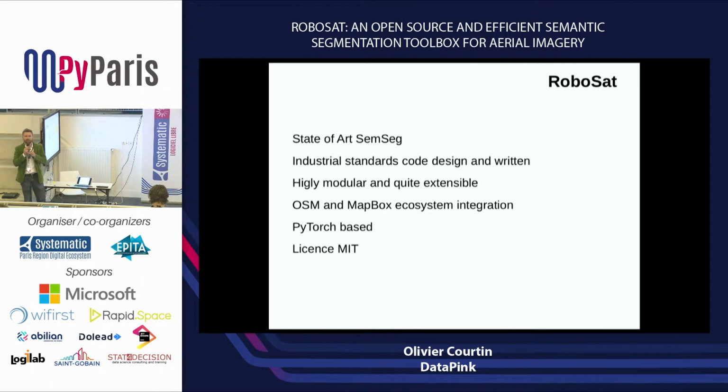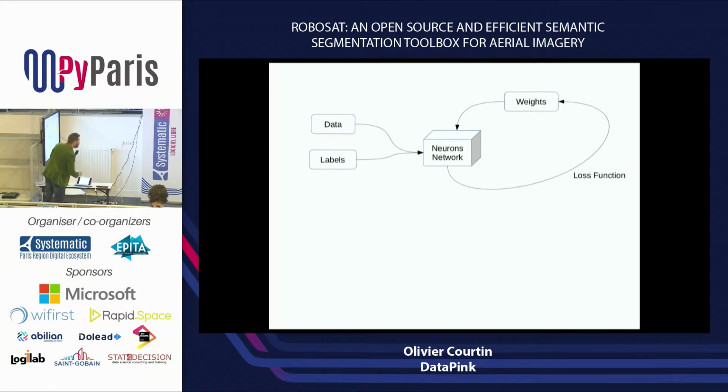The point is it's state-of-the-art semantic segmentation. But it's also designed with an industrial design and conversion, so it's really usable in production. It's by design something really modular with several bricks, like Lego, and you will have to perform a treatment chain with that. It's really close to the OpenStreetMap and Mapbox ecosystem. It's on top of PyTorch, and is on a very permissive license.